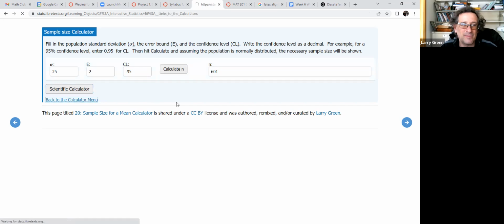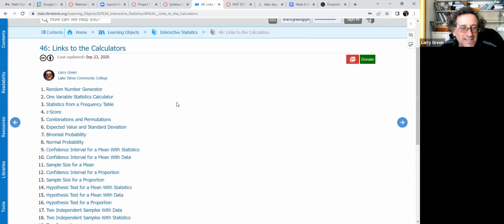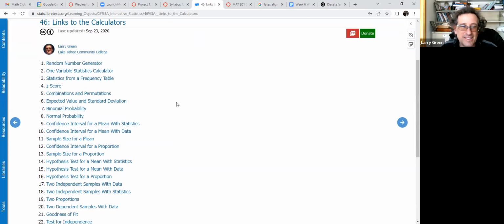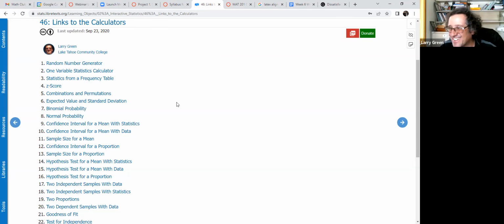So I need to go back to the calculator menu. Okay, and what calculator should I use? Good old lucky number. What calculator should I use? 12 or 13? Yeah, 13. Good old lucky number. I was joking. So 13, not 12.